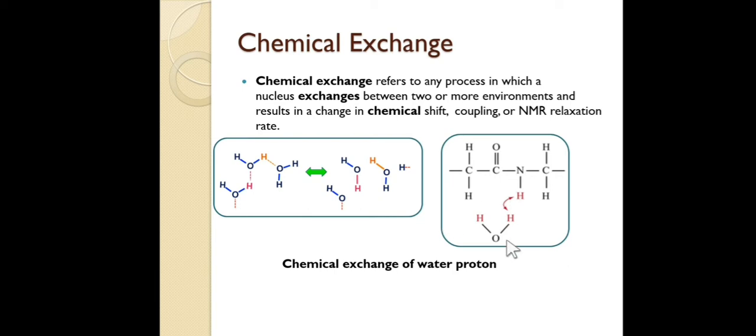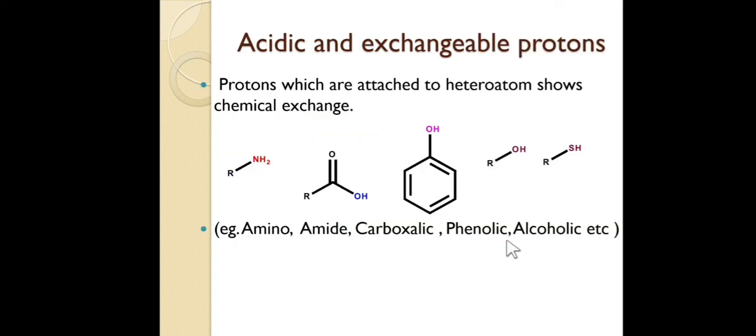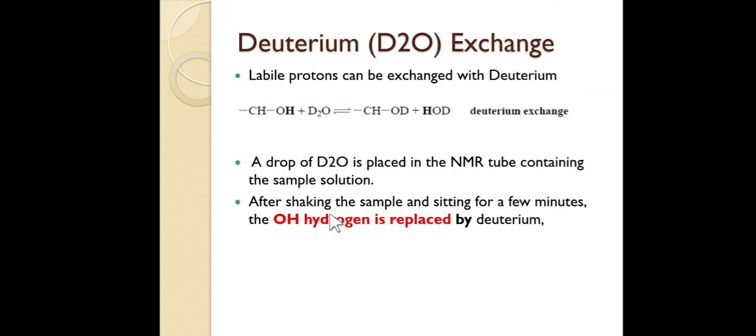So friends, we have different types of exchangeable protons in organic chemistry, such as amino protons, carboxylic protons, phenolic protons, or alcoholic protons, and so on. These protons can be identified with the deuterium exchange. As the name suggests, it is just the exchange of deuterium with the proton. Instead of a water molecule, we are using deuterated water, that is D2O, in the sample tube.